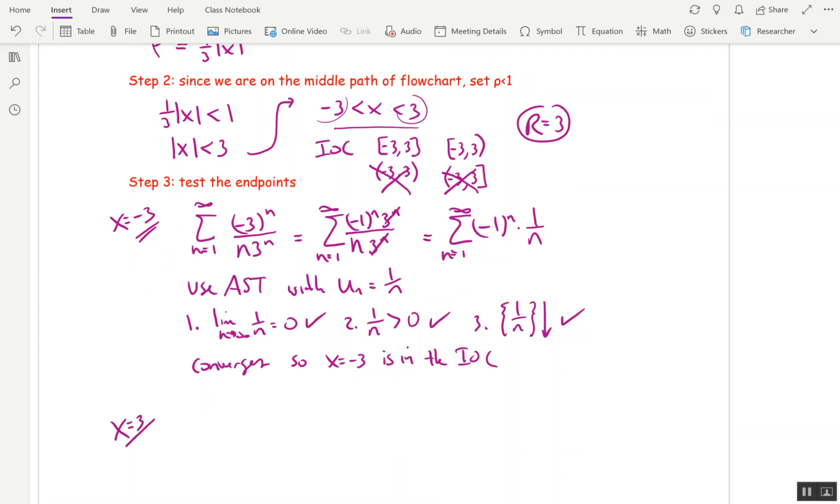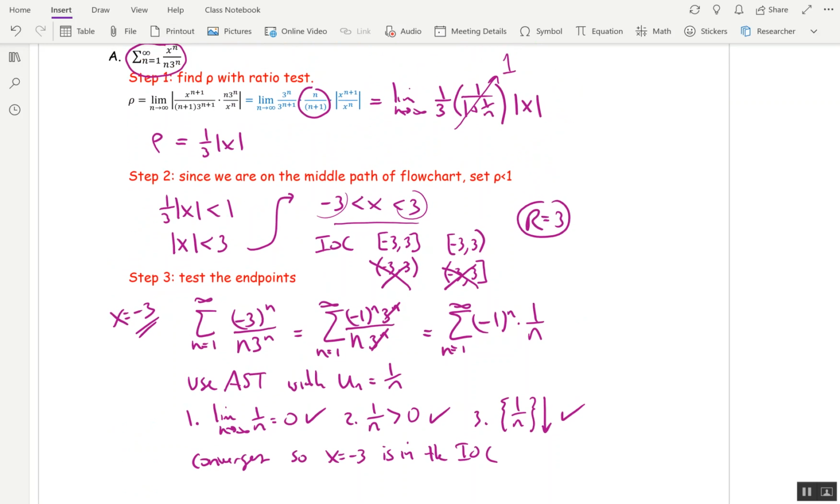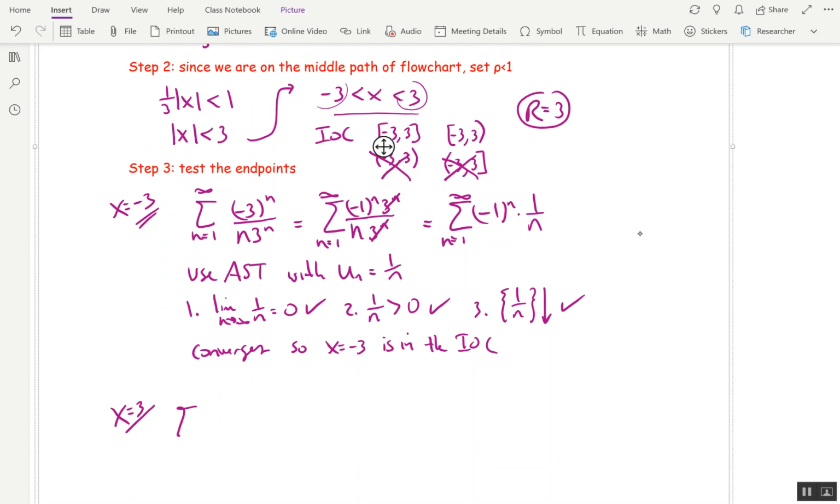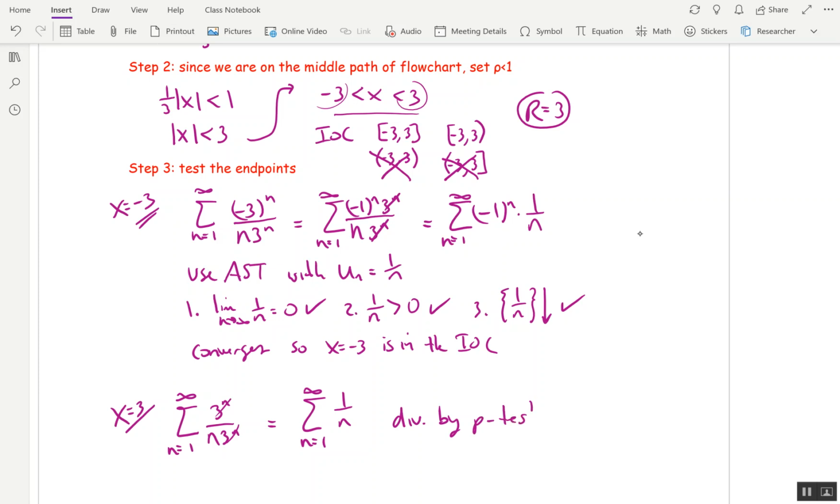So we plug that in, again, to the original power series at the very top. So if I plug in 3, I get 3 to the n over n 3 to the n, n equals 1 to infinity. This one's a little easier. I can just cancel those 3 to the n's. And this is the sum, n equals 1 to infinity of 1 over n. Okay, this diverges by the p-test. Nothing to show. So 3 is not in the IOC.